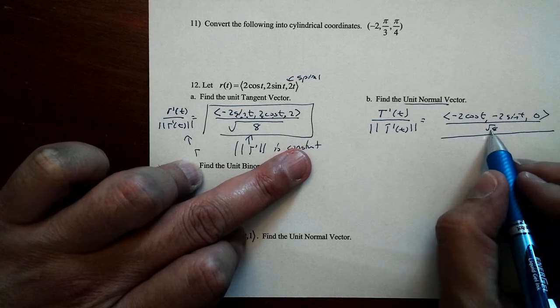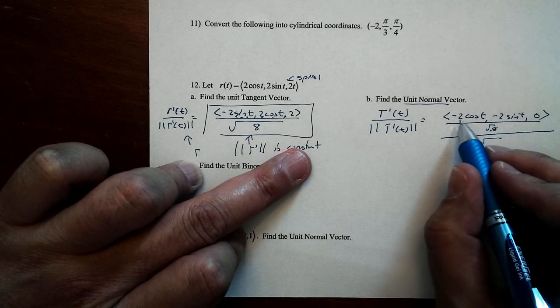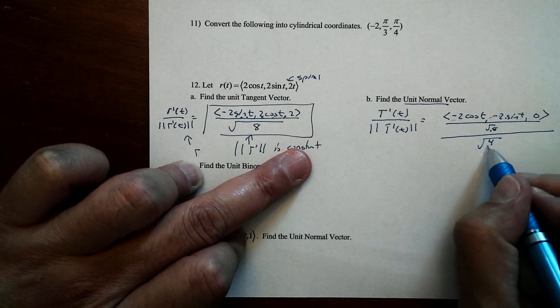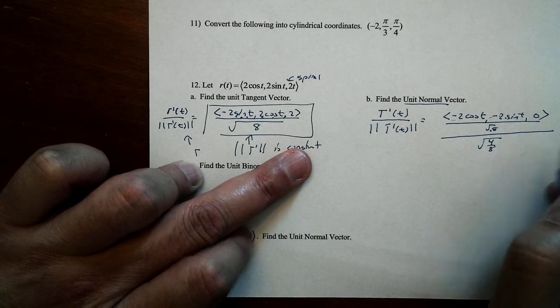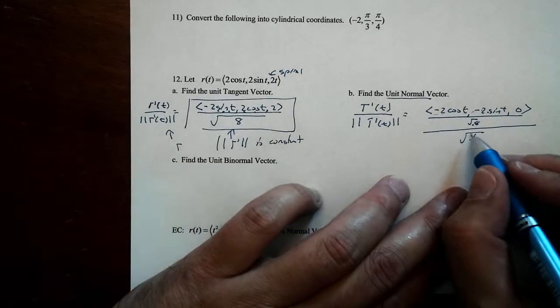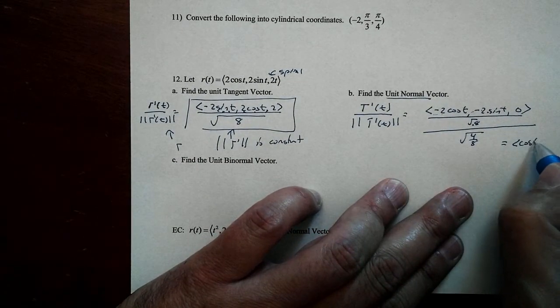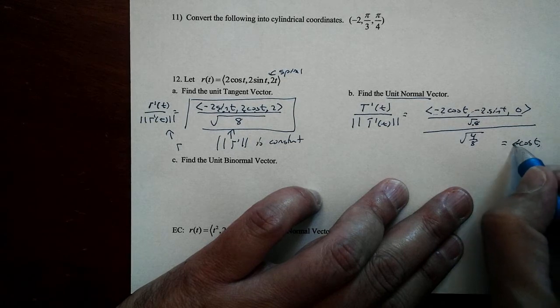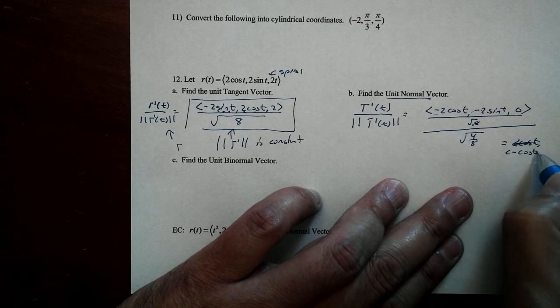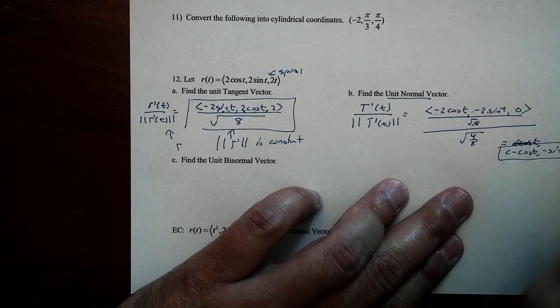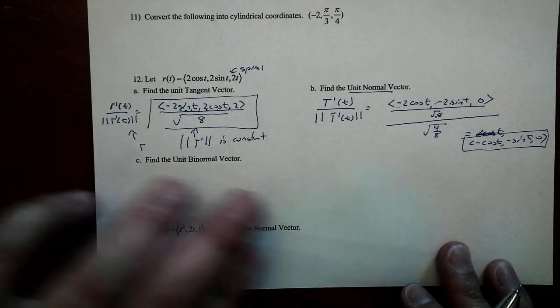Well, the magnitude is not going to be too hard. This is just going to be the square root of 4 over 8. And of course, the root 8's cancel, the 2's will cancel, and what we're left with is just negative cosine t, negative sine t, 0. And there we have that. Ran out of room there.